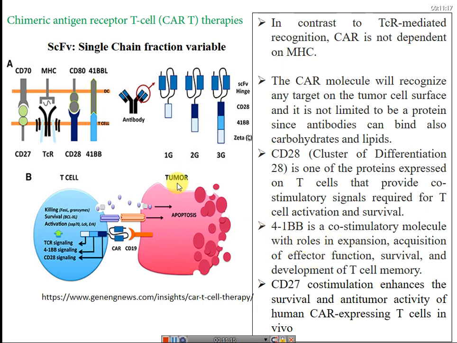Likewise, 41BB is a co-stimulatory signal that plays a very important role in expansion, acquisition of effector function, survival, as well as development of T cell memory. So here comes the T cell memory. If we want to have T cell memory, then we must include this region also. And then the CD27 constituent can enhance the survival of the T cell and enhance the anti-tumor activity of these cells in vivo. So having these many domains in the intracellular region of the CAR receptor will be very important.